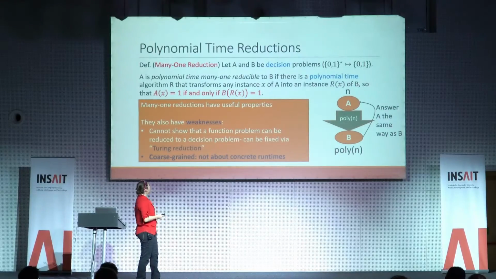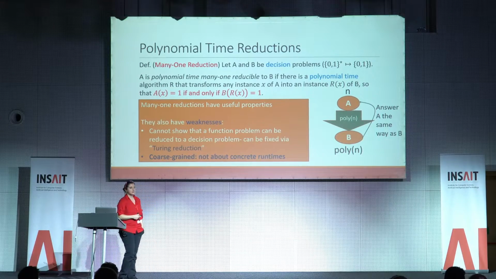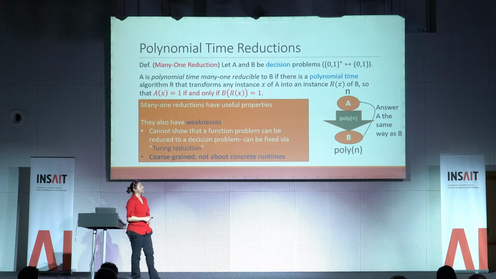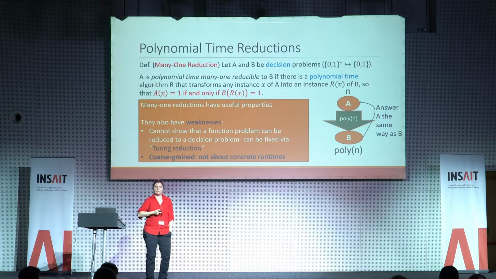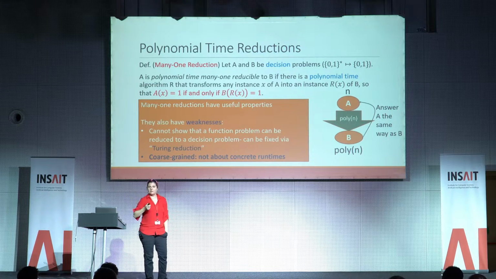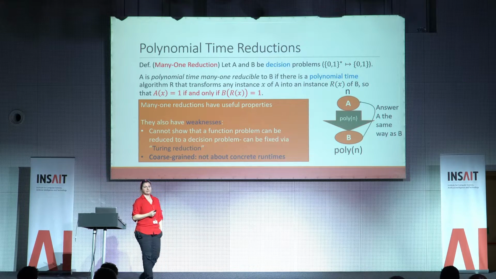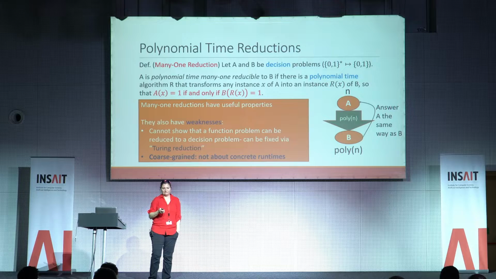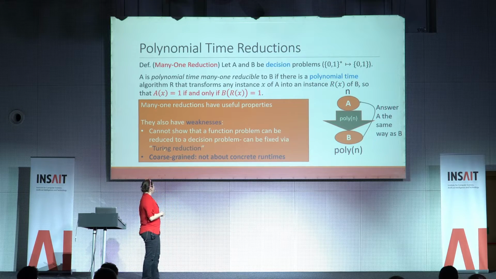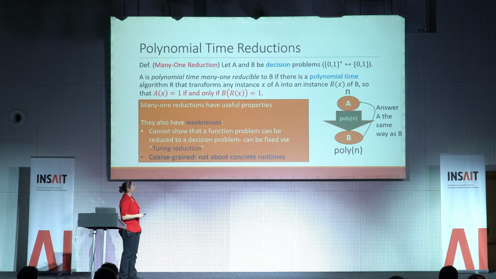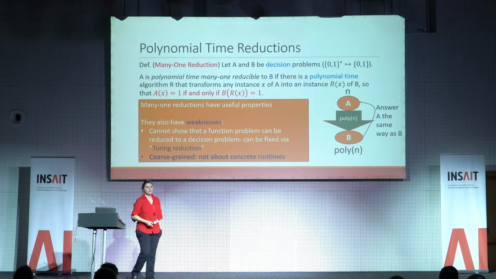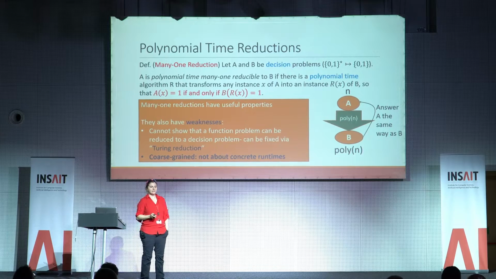Let me show you, it has a bunch of weaknesses. For example, because I insisted the answer has to be the same for both A and B, you cannot reduce a problem such as shortest path, give me the shortest path between two nodes, to a problem whose answer is only yes or no, because the answers have to be the same and a path does not only have one bit. This can be fixed with something else, something called the Turing reduction. What cannot be fixed is this fact that we care about arbitrary polynomial times. And this is what we got to fix now.